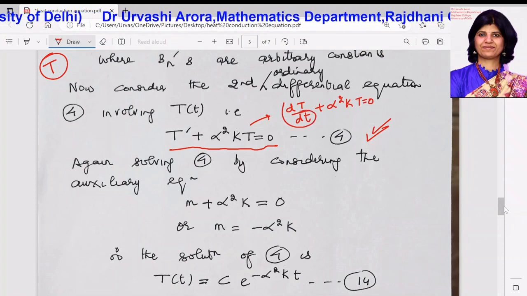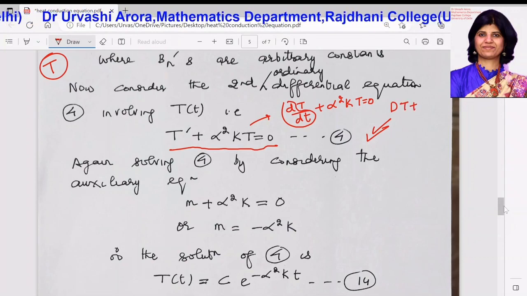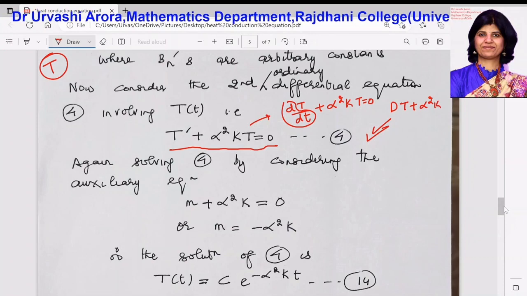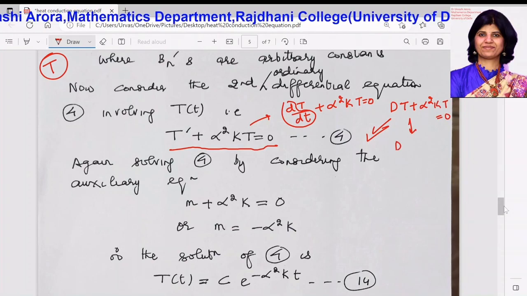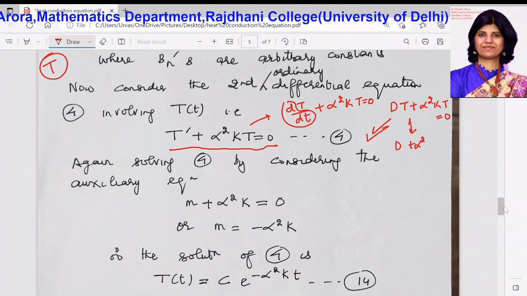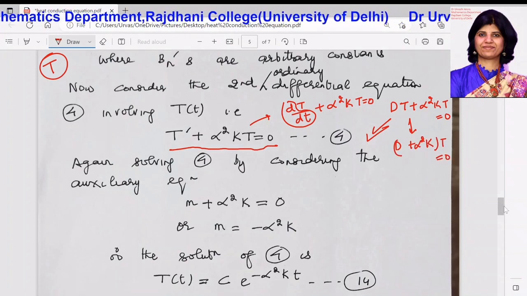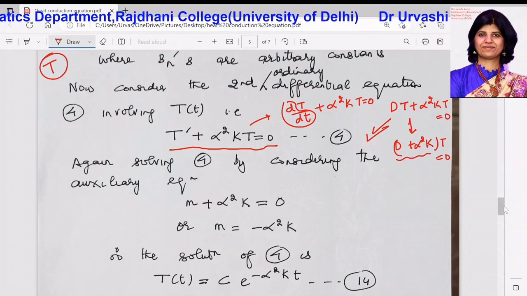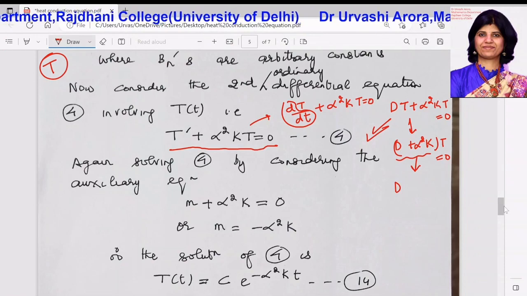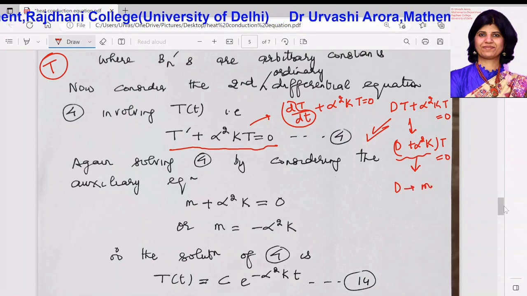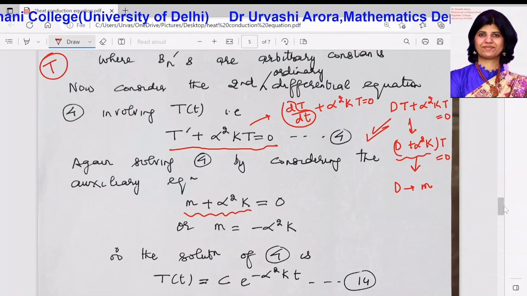and this d by dt, the differential operator, in short can be written as D. So, this is DT plus alpha square k T equal to 0, and this can be written as D plus alpha square k, taking T outside, T is equal to 0. Now, corresponding to this expression, you can write the auxiliary equation by replacing D by m. So, the auxiliary equation comes out to be m plus alpha square k is equal to 0.